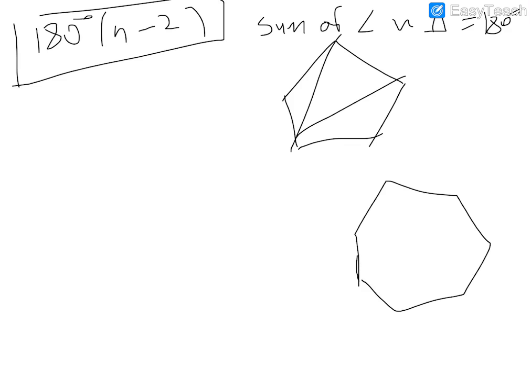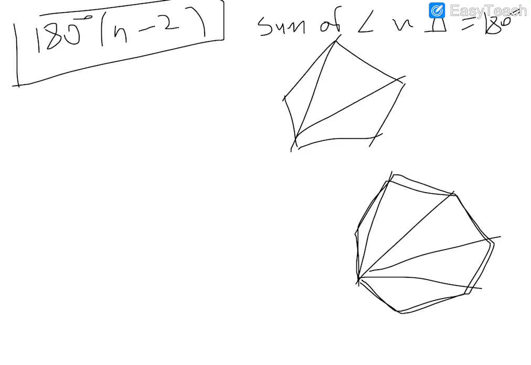This is, let's see how many sides. 1, 2, 3, 4, 5, 6, 7 sides. We have 1 triangle, 2 triangles, 3 triangles, 4 triangles. Well, wait. 1, 2, 3, 4. Oh yeah, and also this 5th triangle here. I forgot to count that. So yeah, 7 minus 2, or 5, times 180 degrees. That's the sum of angles in a heptagon.